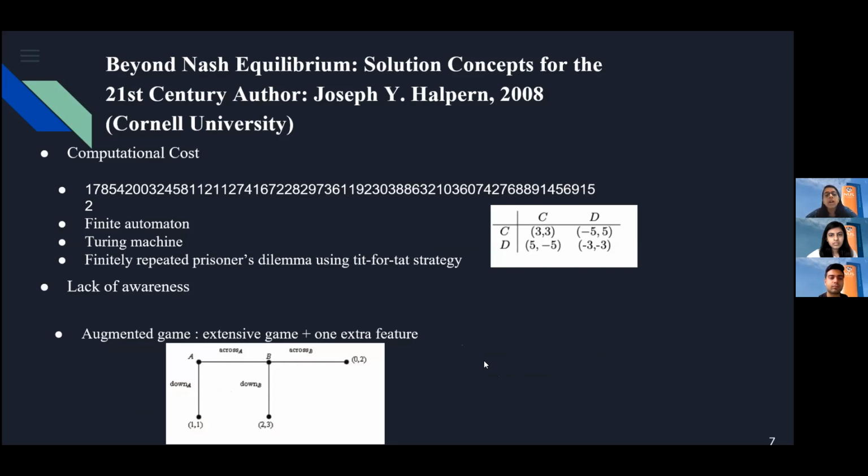Now let us consider an n-bit prime number as shown here. The player has to guess whether the number is prime or not, or can say nothing. If he guesses correctly, then he gets a payoff of +5.